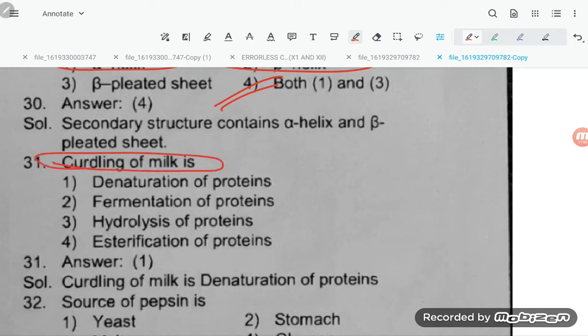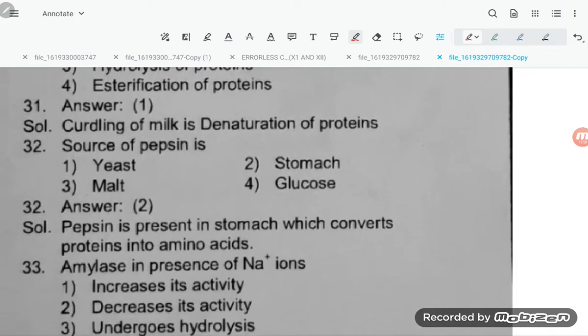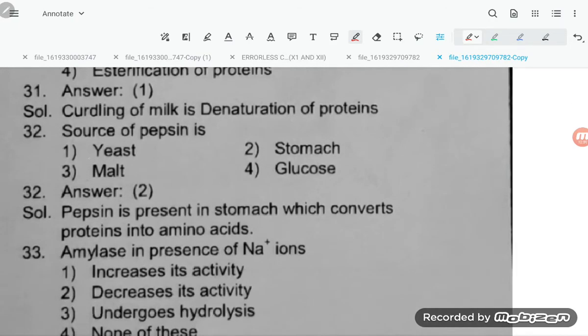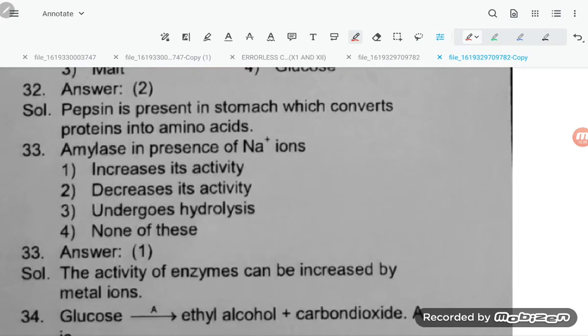Curding of milk is what, student? Denaturation of protein. Curding of milk is denaturation of protein. Source of pepsin is what, student? Stomach. Pepsin is present in the stomach, which converts protein into amino acids.